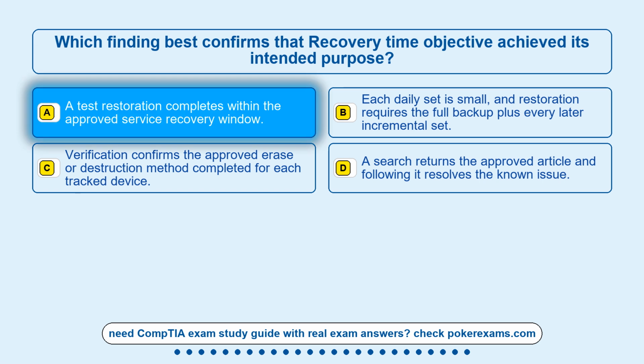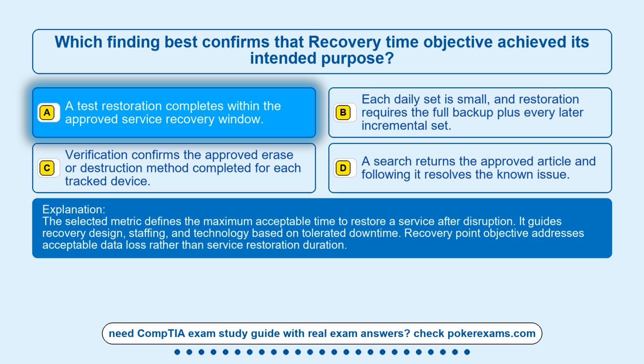The correct answer is option A. A test restoration completes within the approved service recovery window. The selected metric defines the maximum acceptable time to restore a service after disruption. It guides recovery design, staffing, and technology based on tolerated downtime. Recovery point objective addresses acceptable data loss rather than service restoration duration.